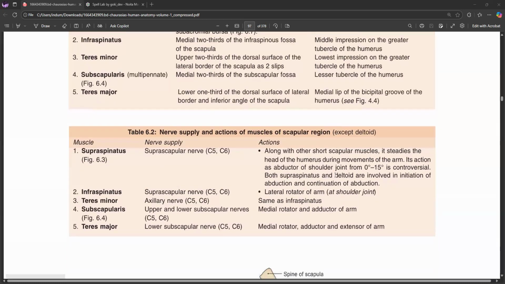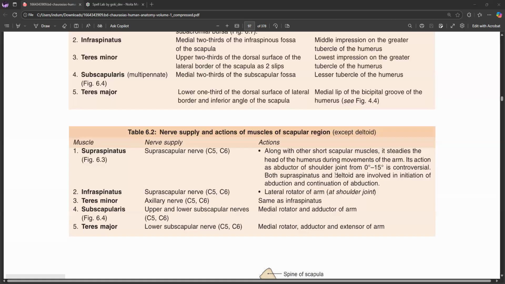Table 6.2. Nerve supply and actions of muscles of scapular region except deltoid. Muscle supraspinatus. Nerve supply suprascapular nerve C5, C6. Actions. Along with other short scapular muscles, it steadies the head of the humerus during movements of the arm. Its action as abductor of shoulder joint from 0 degree to 15 degree is controversial. Both supraspinatus and deltoid are involved in initiation of abduction and continuation of abduction.